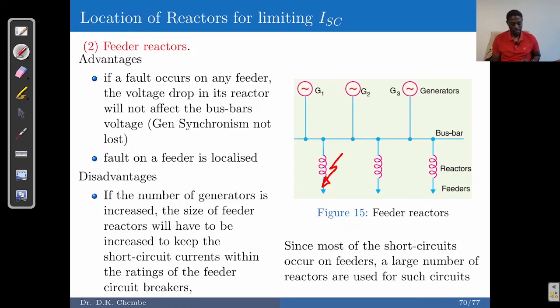However, this does not affect modern generators much, because modern generators have sufficient leakage reactance to enable them to withstand short circuit currents across their terminals. And then the other disadvantage is that if the number of generators is increased, the number of feeder reactors will have to be increased to keep the short circuit currents within the ratings of the feeder circuit.